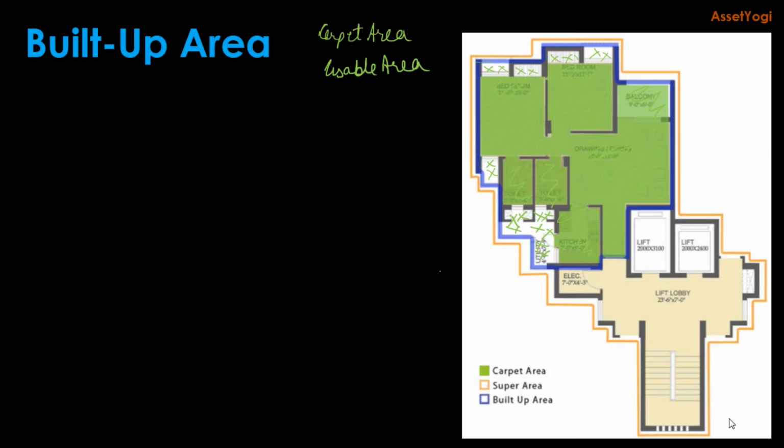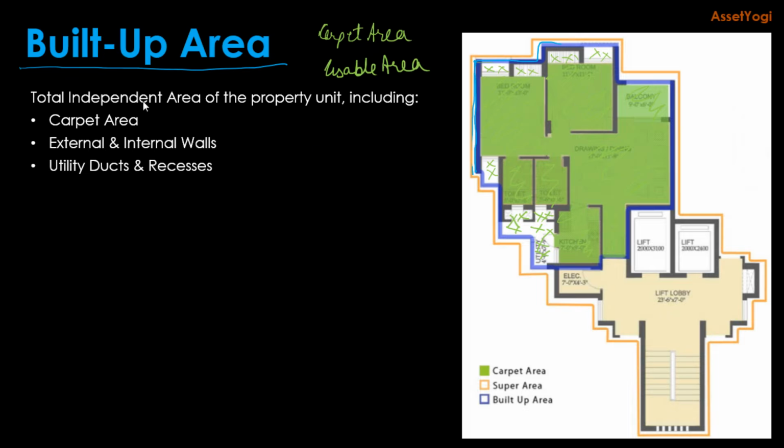Now that we know what is carpet area, let us try to understand what is built-up area. So in this illustration, built-up area is marked with blue boundary. So you can see this one. So this whole area marked in blue is the built-up area. So simply put, built-up area is the total independent area of the property unit, and that includes carpet area and area of external and internal walls, and it also includes utility ducts and recesses.